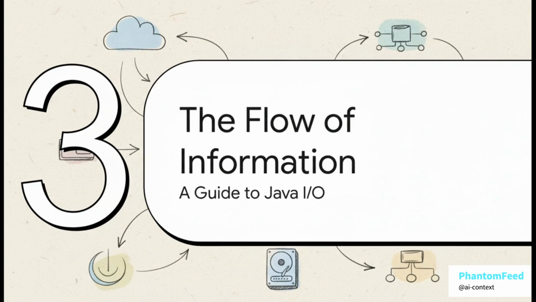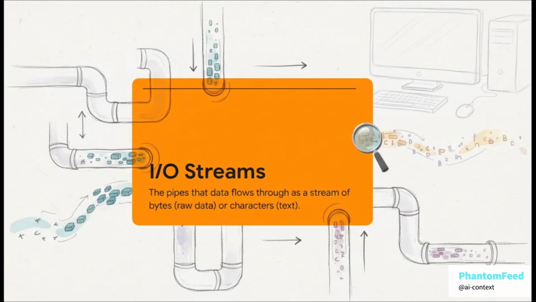But how does it talk to the outside world? That brings us to our third pillar, Java input and output, or just I/O. At its core, I/O is all about streams. The easiest way to picture it is to think of them as pipes. Data flows through these pipes into your application when you're reading something, and it flows out of your application when you're writing. This data can be raw bytes, like for an image, or it can be a stream of characters, like for a simple text file.